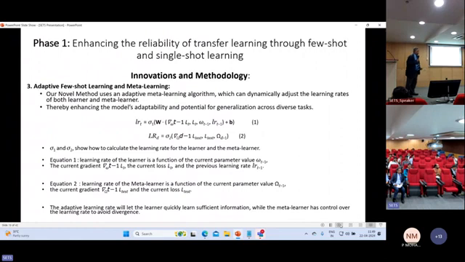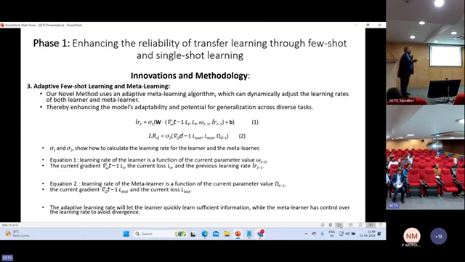Okay. So the next thing we said is how do you do, in phase one, enhancing the reliability of transfer learning through diffusion. Our method is very unique and novel. It uses what we call an adaptive meta-learning algorithm, which can dynamically adjust the learning rates of both learner and meta-learner. So that's a very beautiful thing.